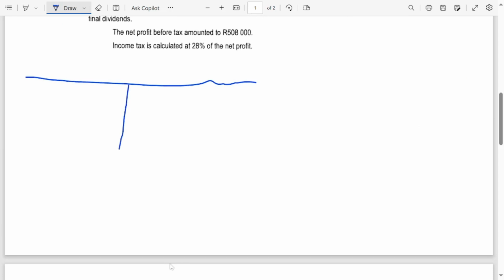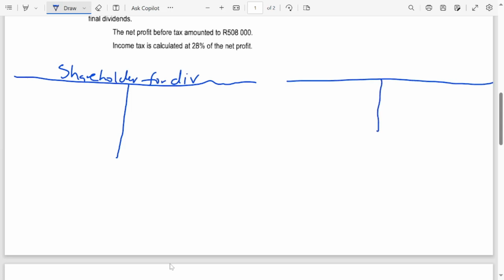So this is the shareholders for dividends. And then we also have dividends on ordinary shares. Right? Let's do it.